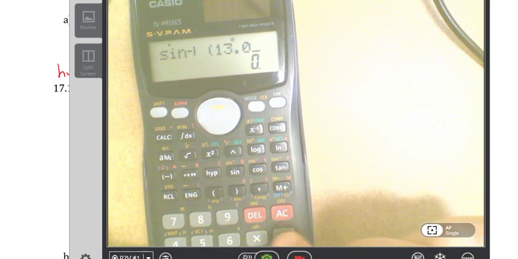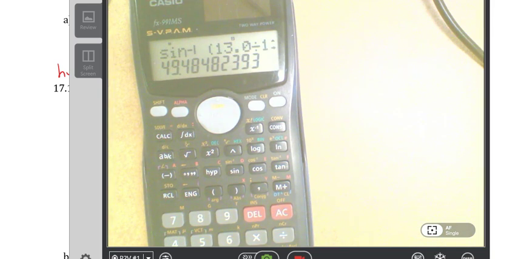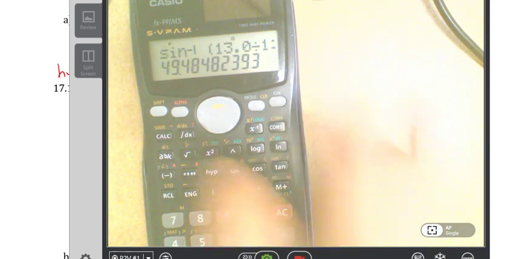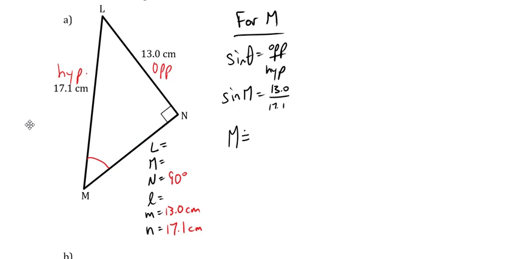I just want to show you on my calculator what I'm doing here. So let's do shift sine bracket 13.0 divided by 17.1. And I got this 49.4848. So I'm going to keep a whole bunch of decimal places. I'm writing down 49.4848 there. But in my summary, I'm going to round it properly like we normally would, which is 49 degrees. You would usually round to the nearest degree. Why did I keep all those extra decimals? You'll see in a second.